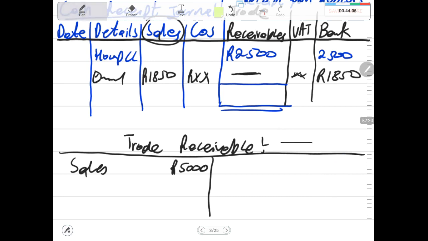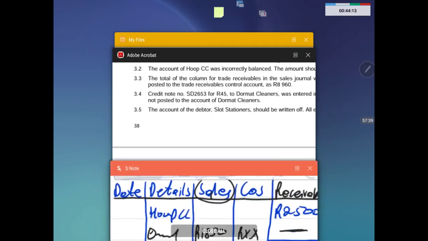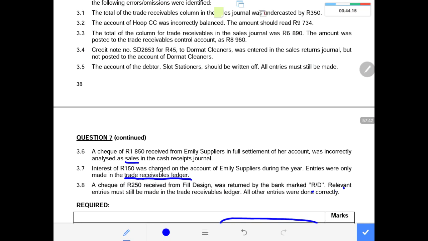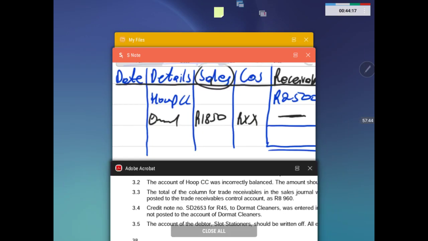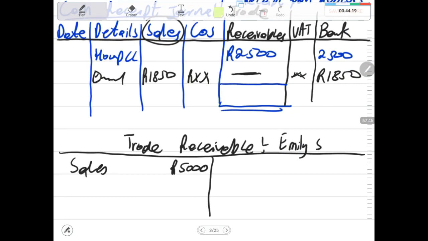Trade receivables ledger for who? For Emily suppliers. Is it Emily suppliers in fact? Yes, it is Emily suppliers. So the entry was recorded only in the trade receivables ledger for Emily suppliers. I'm just adding that for Emily suppliers because that's what it means. Now the interest was charged. Whenever we're charging interest to the customer, then it means we are saying you are owing us more.